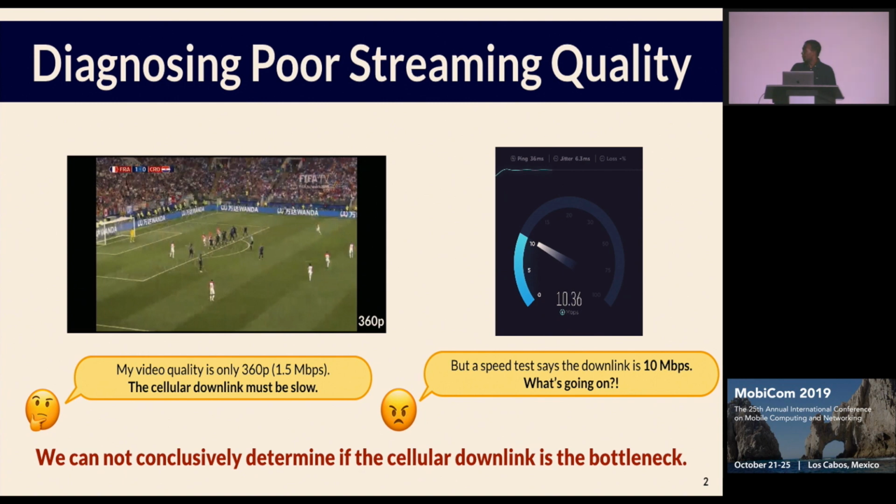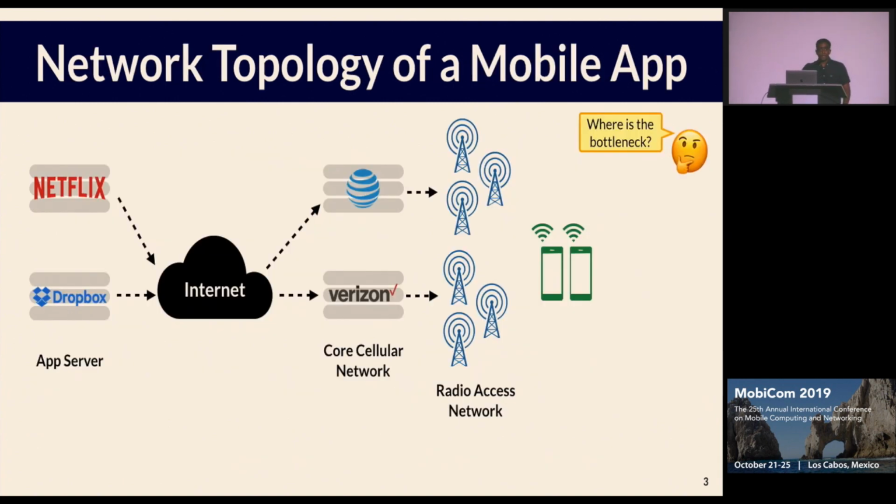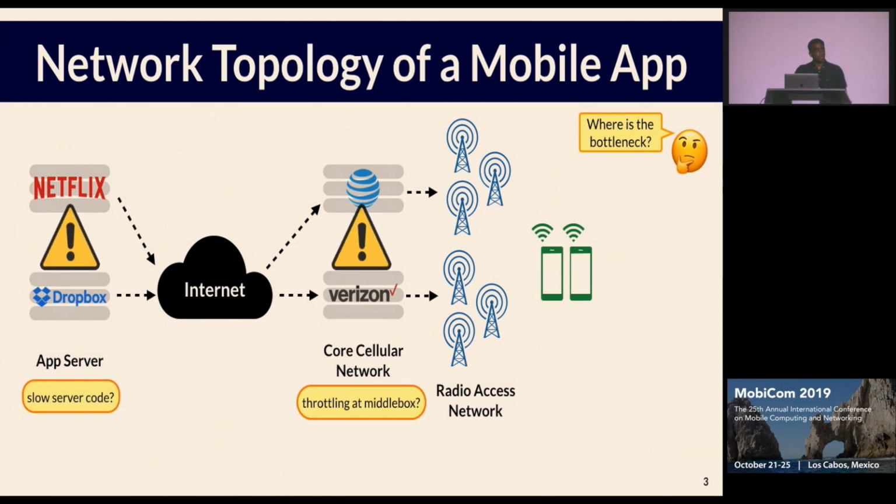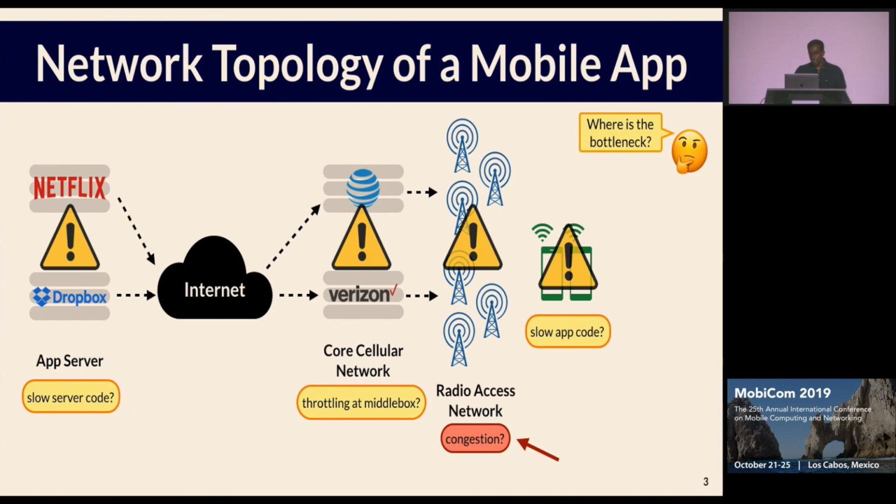Let me now explain why. Let's say you're an application developer and you're trying to diagnose the bottleneck in your application. Here's a typical network topology for your mobile app. Well, the bottleneck could be slow code at the application server, throttling somewhere in the carrier's network, congestion at the radio network, or slow code at the client device itself. We could devise workarounds for most of these situations, except for when the bottleneck is at the base station. So what we really need is a way to determine whether or not the bottleneck is at the radio link.